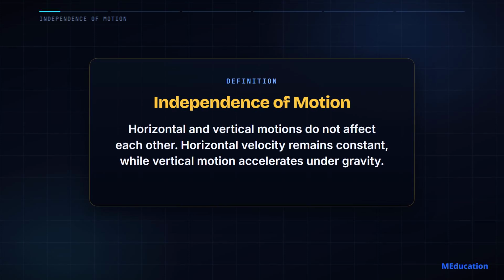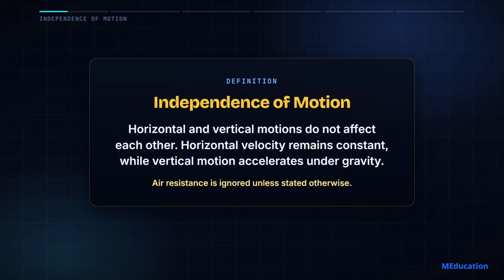A projectile is any object moving freely under gravity with air resistance ignored. The single most important fact, the key that unlocks every exam question, is that horizontal and vertical motions are completely independent. Once an object is launched, gravity pulls it downward. Gravity does not pull sideways. Therefore, the horizontal velocity remains perfectly constant, while the vertical motion accelerates under gravity. They do not affect each other.